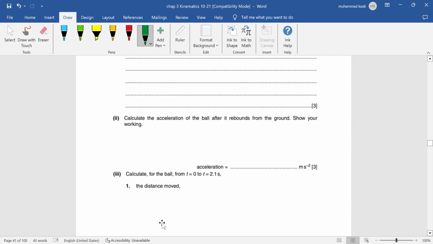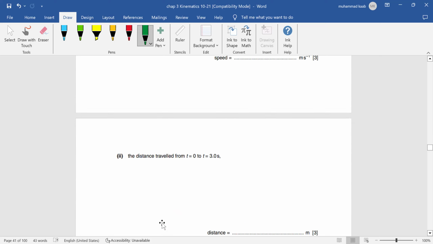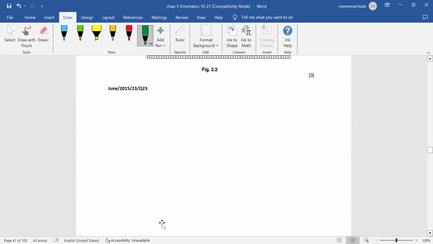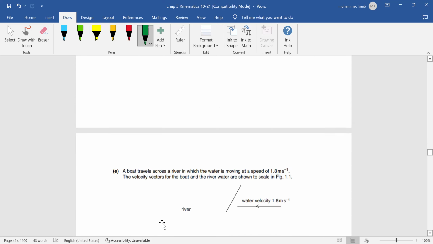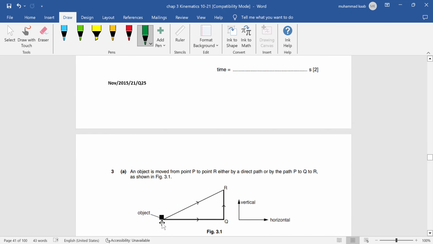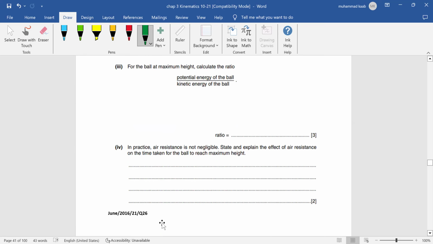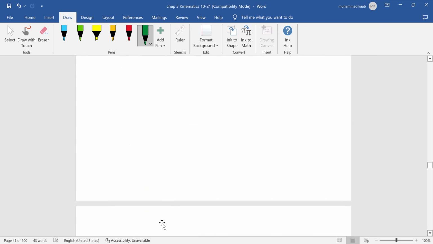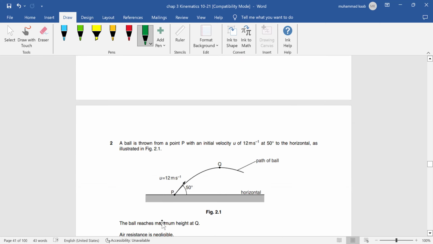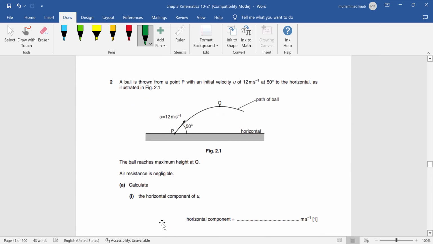Come on. Everything contains a graph, man. This is a vector, graph, graph, graph, and no graph. Okay, let's try this question. Yes, Irfan, your turn.